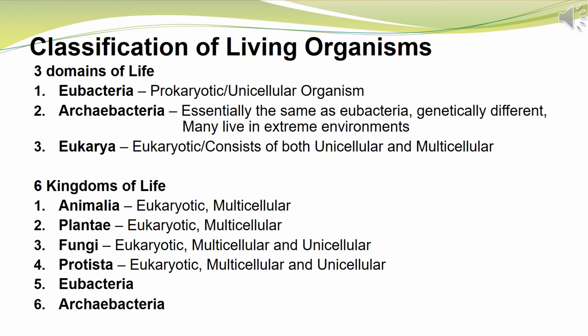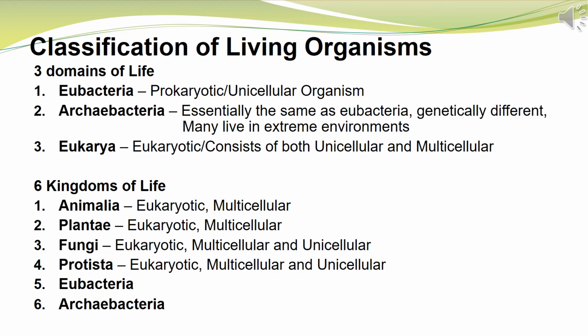And then there's the eukarya, which are the eukaryotes, which consist of both unicellular and multicellular organisms. Guess which domain we're in? There are 6 kingdoms of life. There's Animalia, which includes eukaryotes, which are, of course, multicellular. Then there's Plantae, which also includes eukaryotic multicellular organisms. And then there's fungi, which are always eukaryotic, but they can be multicellular or unicellular.